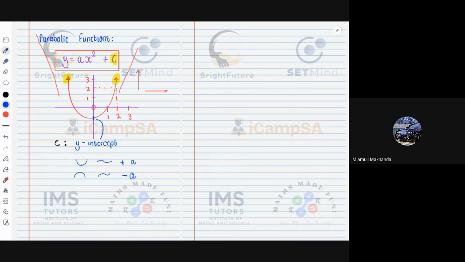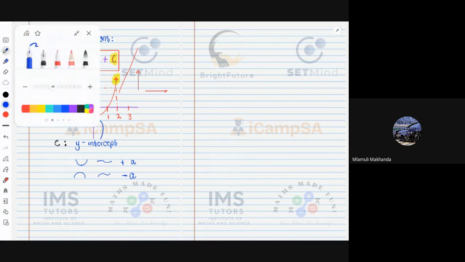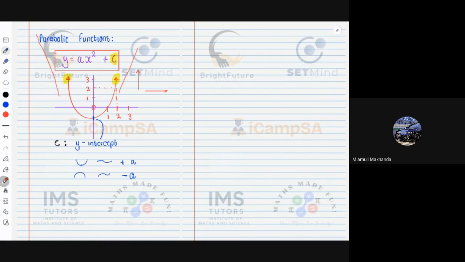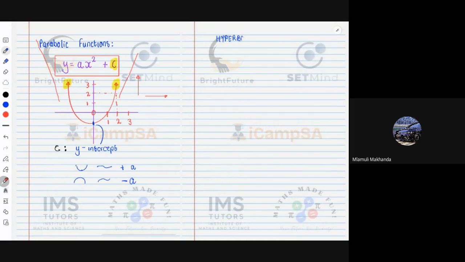Let me see if there's something that I didn't include. Okay, I think I've covered the things that we need for now. Then we can move on to the hyperbolic function. Okay, my pen sometimes gives me a problem. Please bear with me. Okay. I'll just say hyperbola.